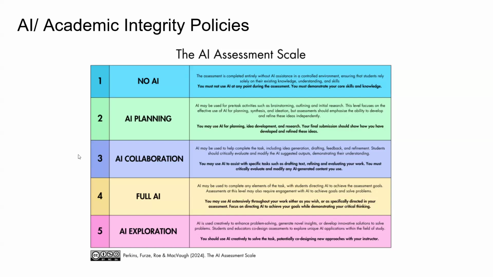AI collaboration. So in this one, for the third level, if it's an assignment that allows level 3 collaboration, you may use AI to assist with specific tasks such as drafting, refining, re-evaluating your work. You must critically evaluate and modify any AI generated content you use. Well, that's different from just using it for prompting and planning.